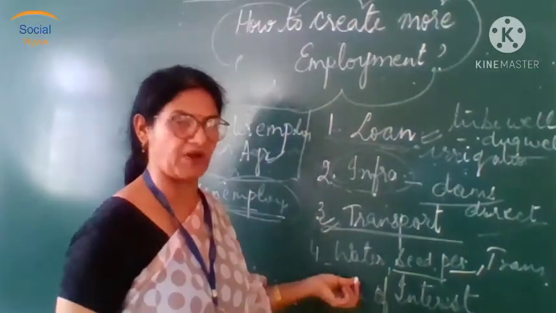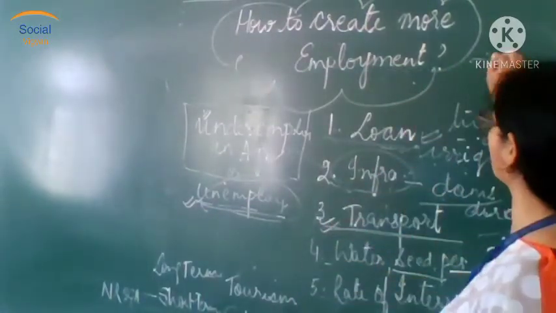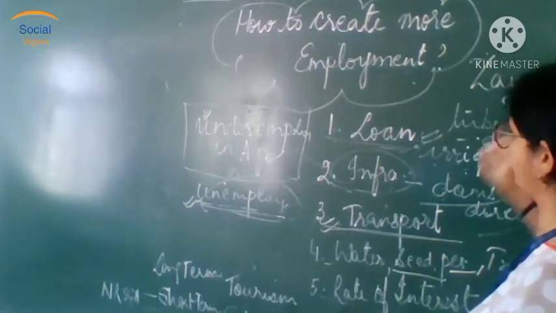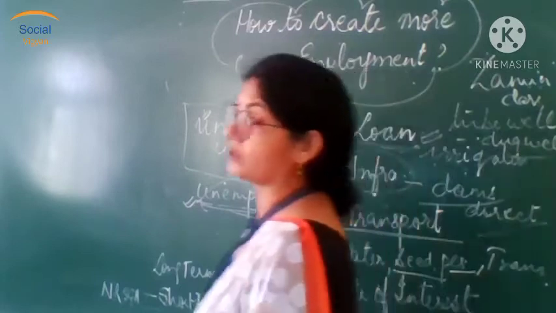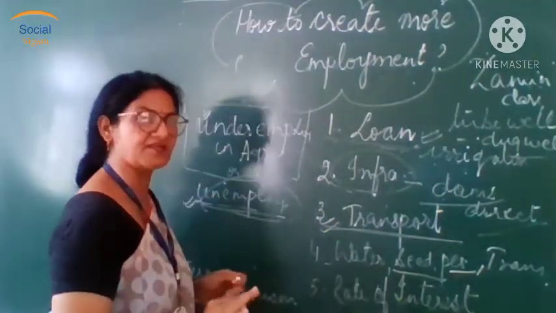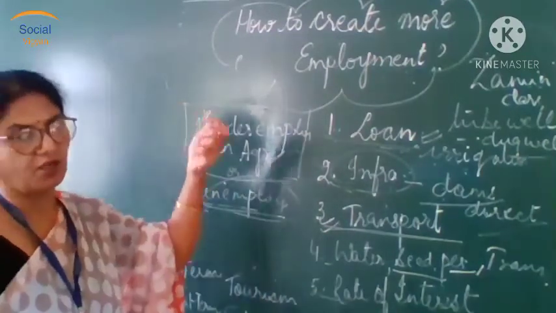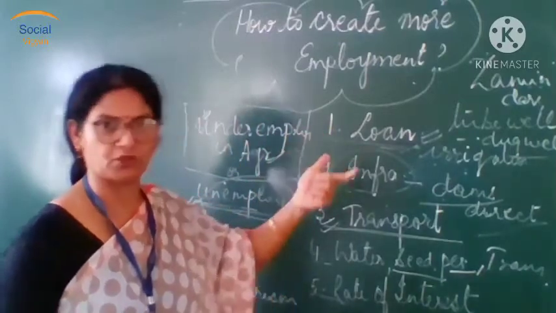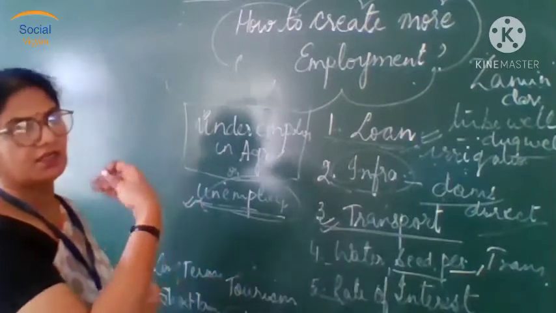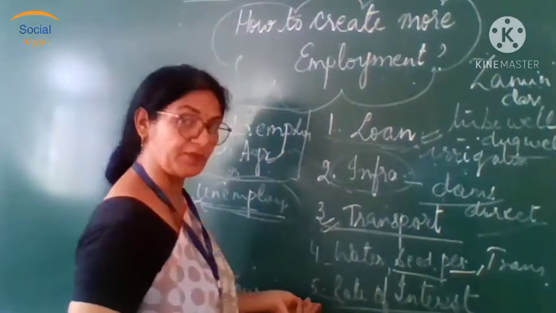Now comes the rate of interest. The poor farmers normally move to the zamindars to get their loans. But if the government helps them by providing loans at a lesser rate of interest, no doubt presently our government is providing loans at low interest or even with zero interest. This would be a help.